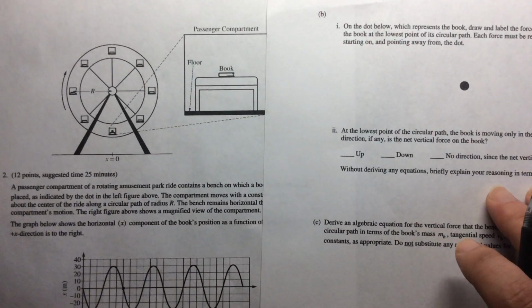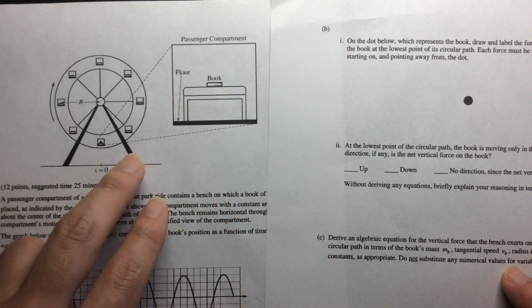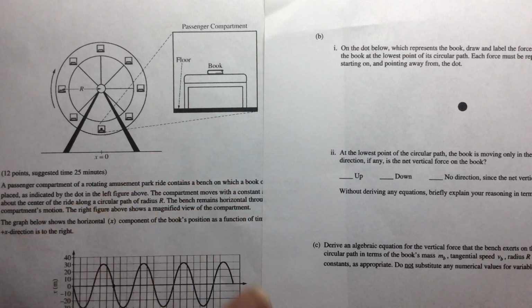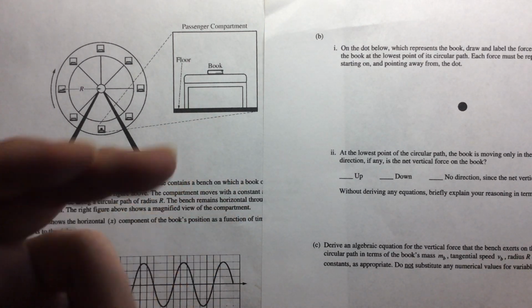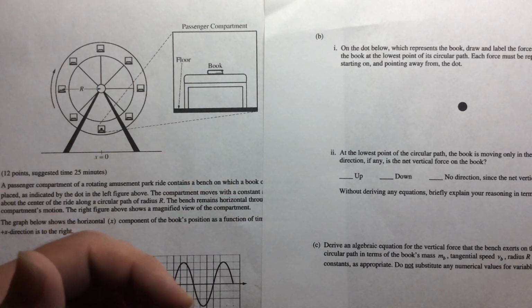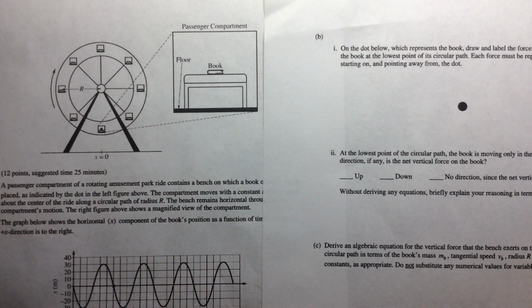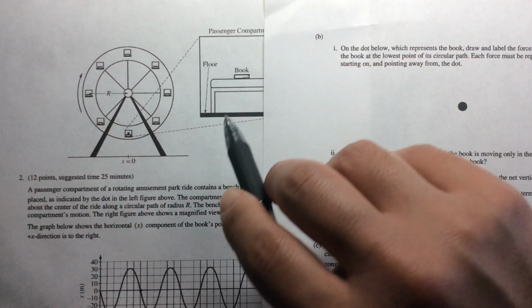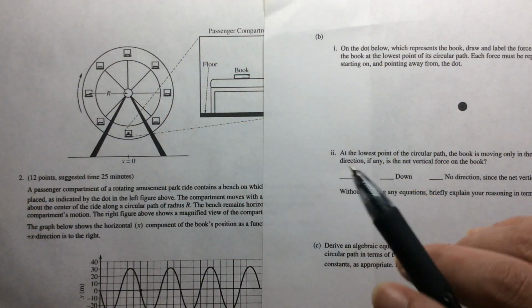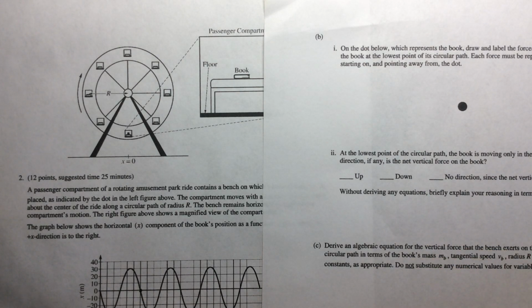And so let's look at the forces on this book at the bottom of this ride. And so we know there are definitely two forces on it. There's definitely going to be the force of gravity pointing down. There's definitely going to be the normal force pointing up. The big question that we need to answer is, are those forces equal to each other and in opposite directions? And the answer is no, because we need to remember that this thing is moving in a circle. And in order for it to move in a circle, we need to have this thing called centripetal acceleration or centripetal force to help it move in that circle.